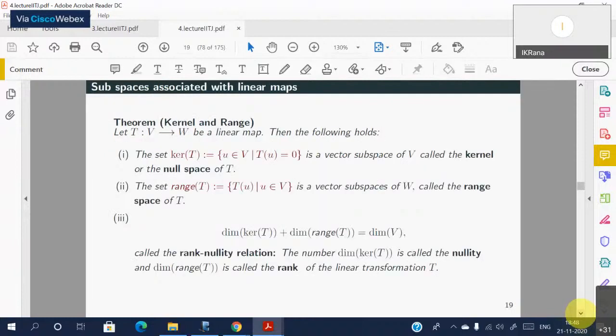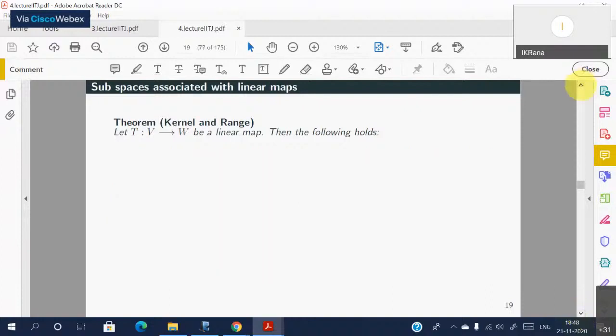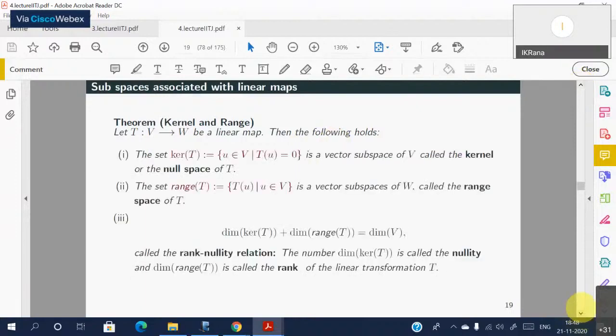Here is something called the kernel of the map T, which is always in algebra. Kernel means those vectors which are killed by the transformation. So that is also called the null space of T, or the kernel of T. That is, Tu equal to 0.